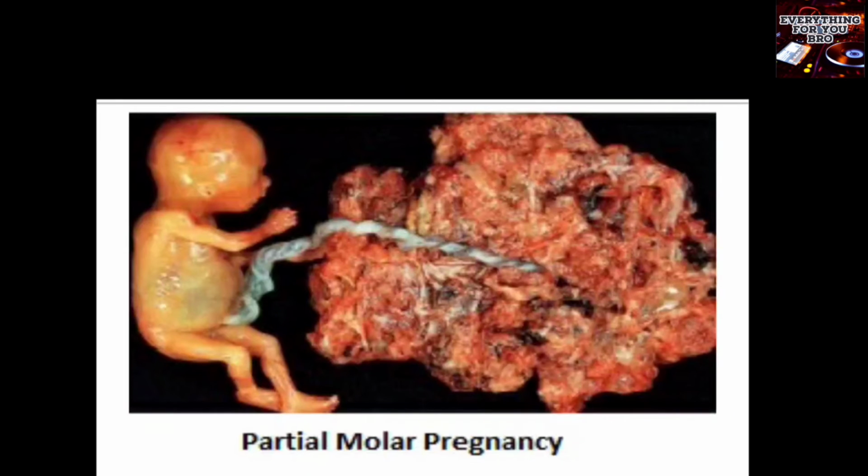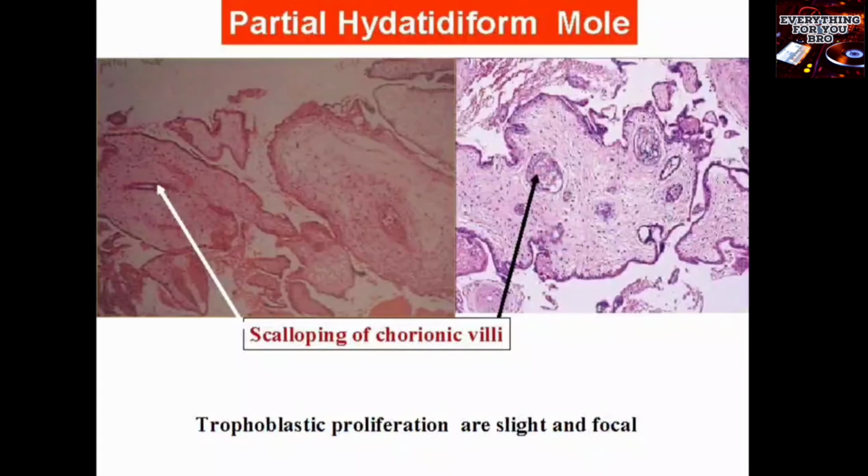So in the placenta, if you can clearly appreciate, some of these are showing this grape-like vesicle formation. So this is the partial hydatidiform mole microscopy. The trophoblastic proliferation is slight and focal, and there is edema as usual, and there are avascular villi. And second thing is scalloping of the villi occurs.